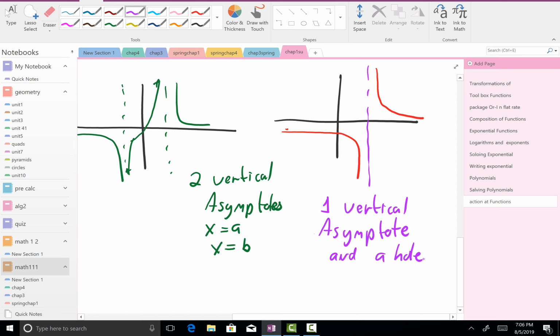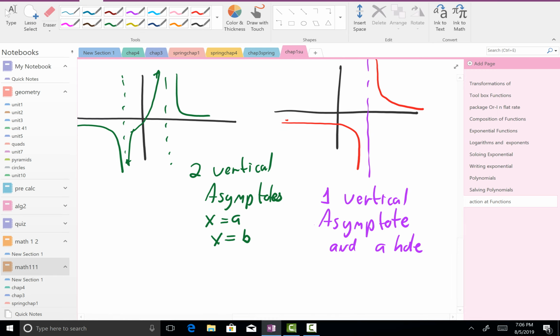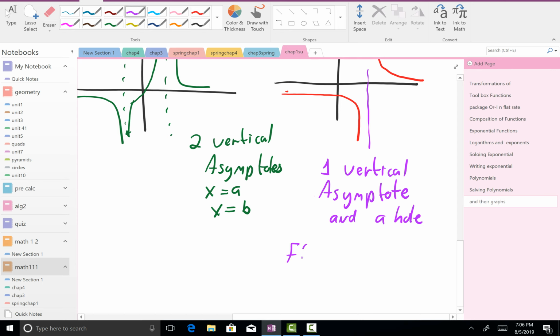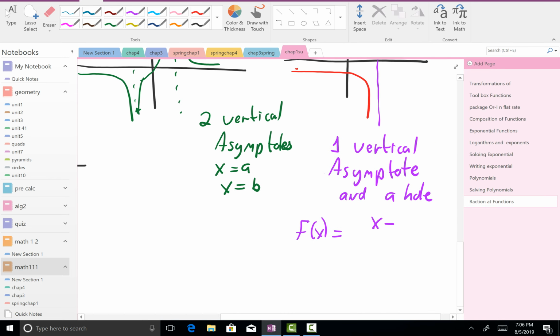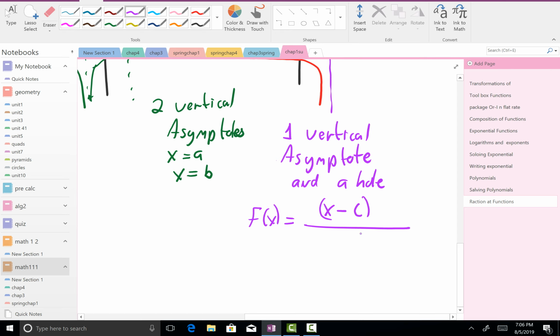And that happened when what has to happen? In order to get a hole, what do we got to have? See, that was x minus c, x minus a and x minus b. In order to get that hole, what has to happen? You're close. Not x has to be equal to a. What has to be equal to a? C, right?